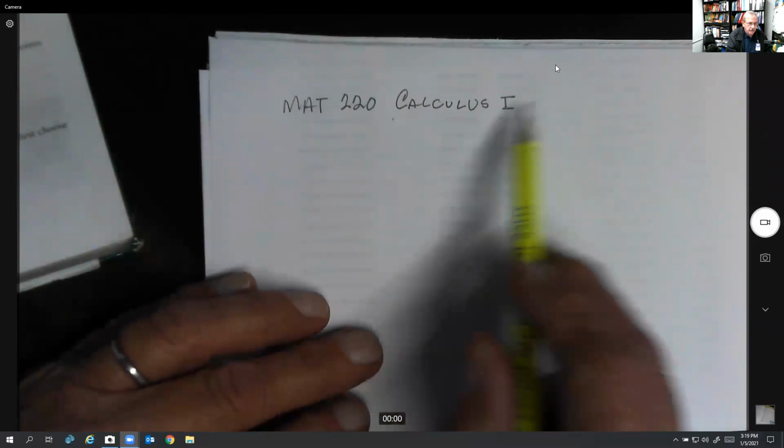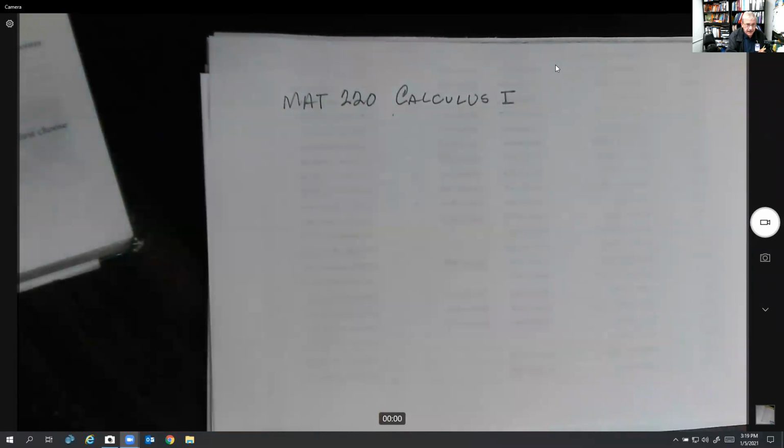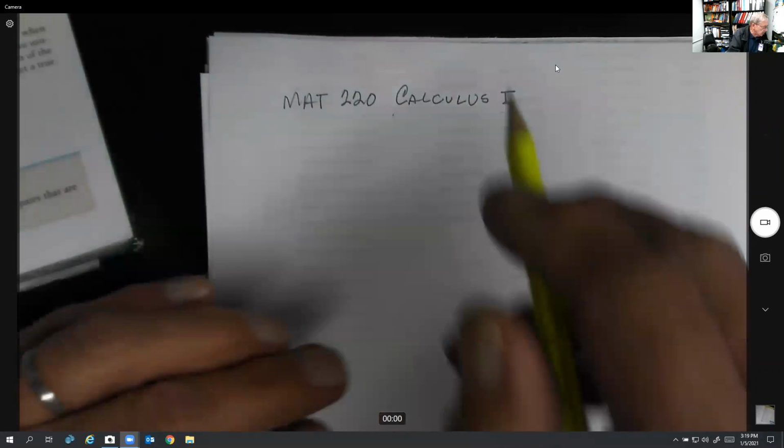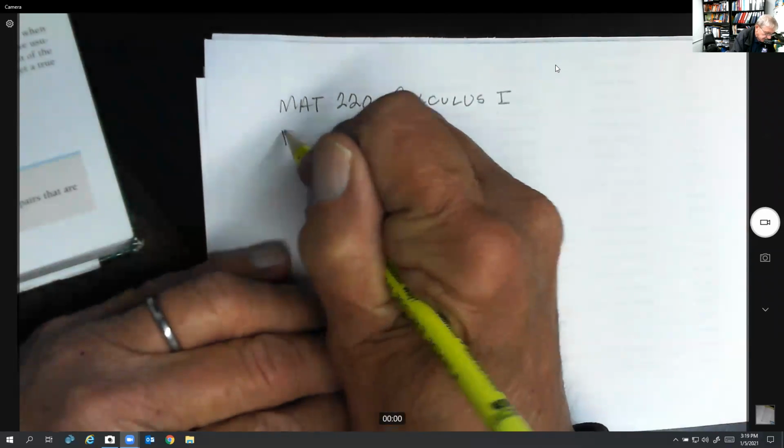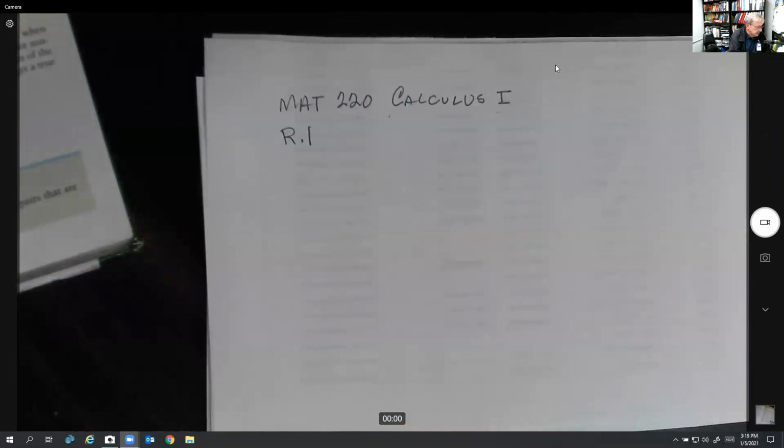Math 220 Calculus 1. So we're going to start our lesson in calculus, but this is kind of just a basic review of a lot of algebra concepts. We're going to talk about section R1 first and review some of the basic concepts in here. And one of them is graphing, okay?